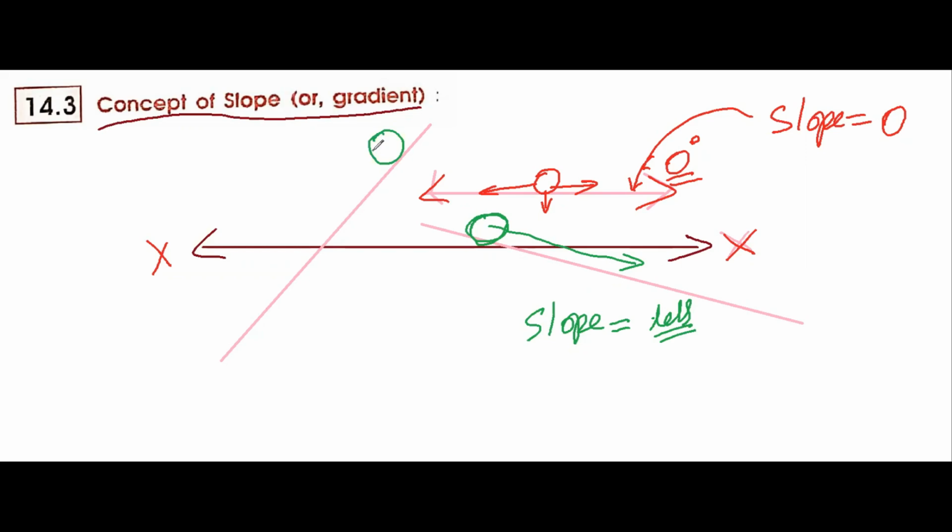Now this ball will again come down due to gravitational force. So here what will be the slope? Slope will be less or more? It will be more. Why? Because gradient is more, right? Gradient means slope is more here.